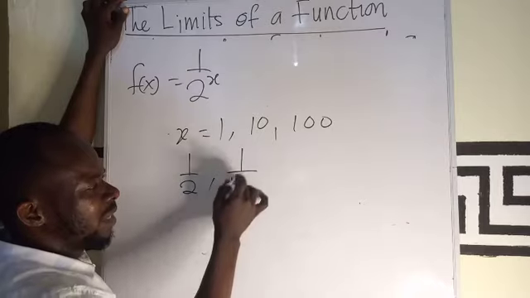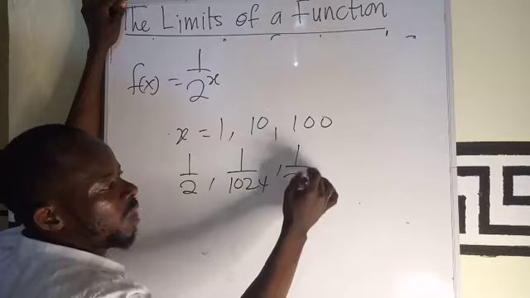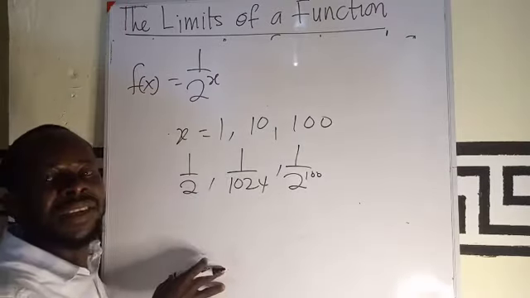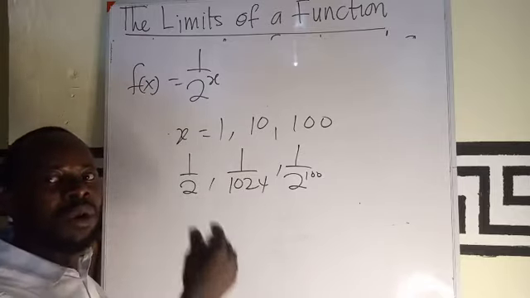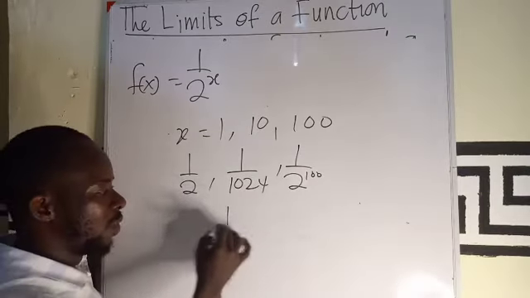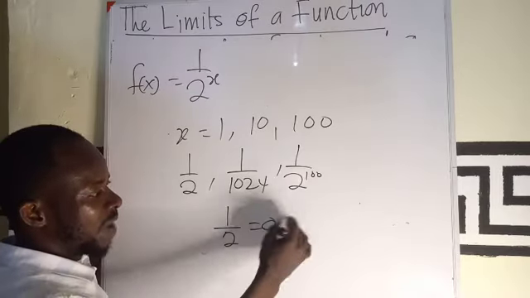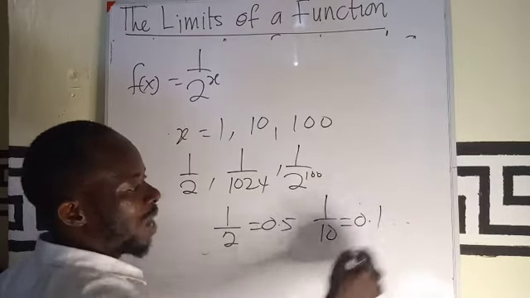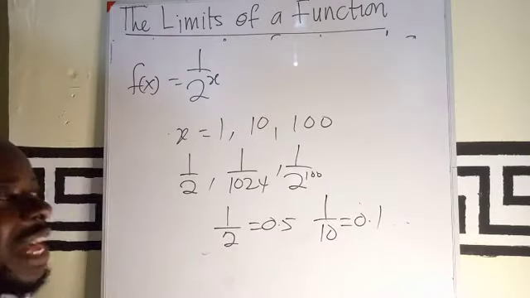And I believe that will be 10 to 4, something like that. Then you're going to have 1 over 2 exponent 100. And you know, in a fraction, if your denominator is increasing or is big, it means that the values you are going to get will have more zeros before a significant number. So if I have 1 over 2, the answer is 0.5. If I increase this to 1 over 10, I'll get 0.1. So if I increase this, the numbers will have more zeros before a significant figure.